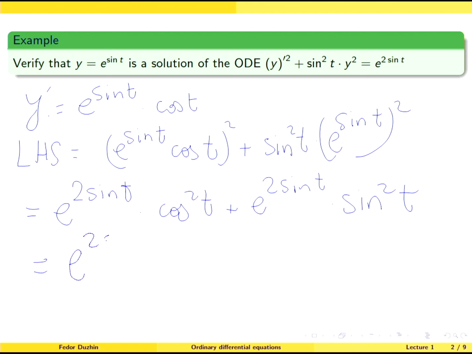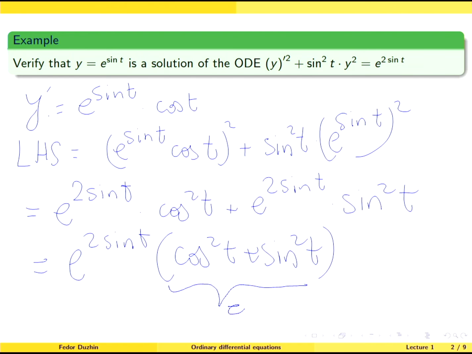so e to the 2 sine t can be factored out. Here we have cosine squared t plus sine squared t, and this is just 1. Cosine squared t plus sine squared t is 1, which equals e to the 2 sine t, and this is exactly the right hand side. So since the left hand side equals the right hand side, it is indeed a solution of this differential equation. And this is how you verify that a given function is a solution of a given ordinary differential equation.